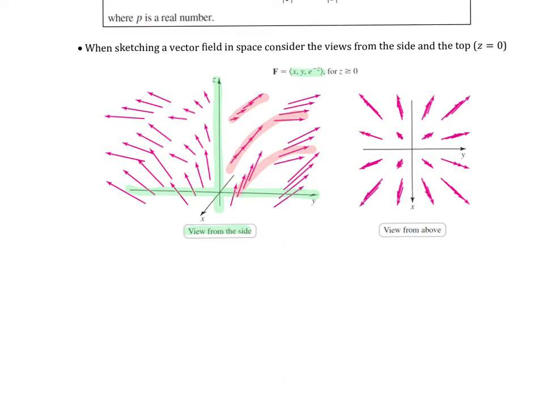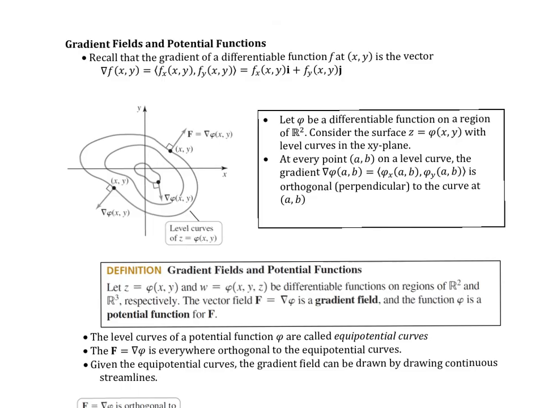Now, if I was to look at this vector field from above, imagine getting rid of the z or just putting in 0 for z. What's left over is the vector x, y, which is a radial vector field. So the view from above, you get this radial vector field. Again, I don't expect you to graph vector fields in three-dimensional space, but it's nice to know that all you have to do is just look at it from different planes, right? XY, XZ, YZ plane.